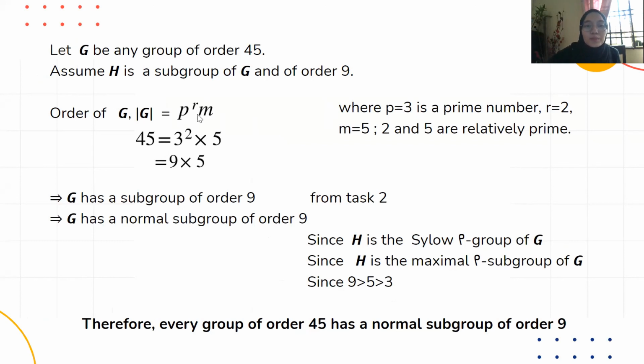So in this formula P power of R times M, we substitute where P is a prime number 3, R is 2 and M is 5. 2 and 5 are relatively prime. So from here we can see that G has a subgroup of order 9 from task 2 that we've discussed before, and G has a normal subgroup of order 9 since H is a Sylow P group of G, since H is the maximal P subgroup of G, since from here P power of R times M, 9 is greater than 5 and greater than 3. So we can conclude that every group of order 45 has a normal subgroup of order 9. That's all for task 7.